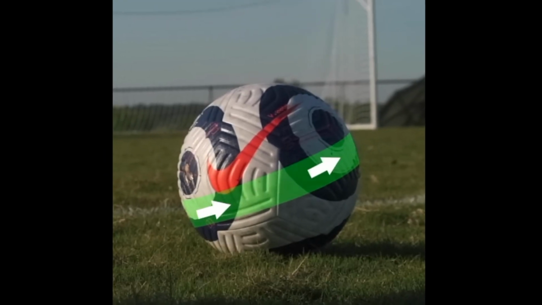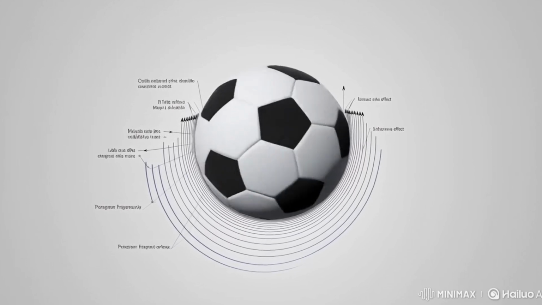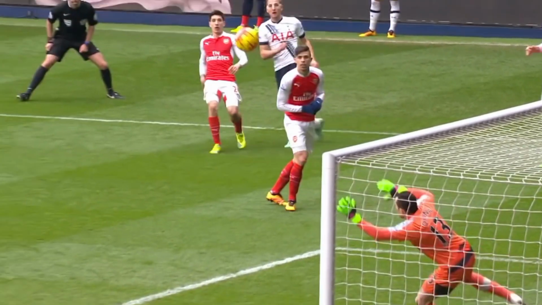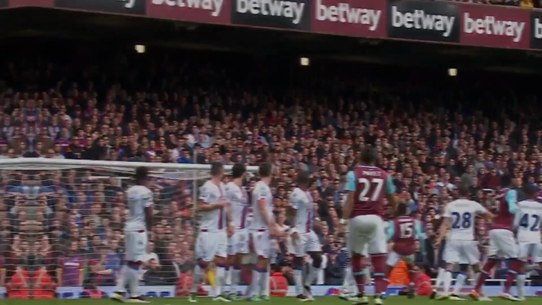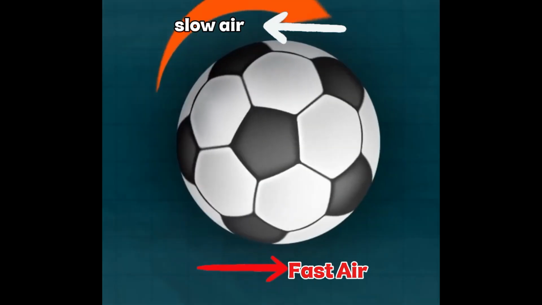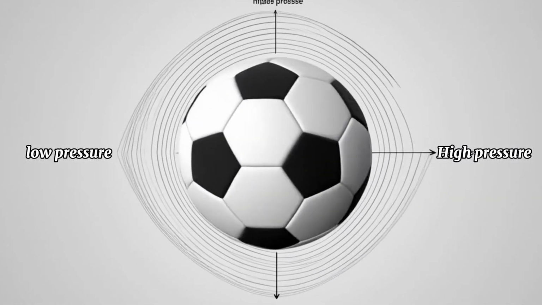When a player strikes the ball slightly off-center, the ball doesn't just move forward, it starts spinning. That spin is the key to creating a curved shot. As the ball travels through the air, it affects the airflow around it. On one side of the ball, the spin causes the air to move faster. On the other side, the air moves more slowly. This creates a difference in pressure around the ball.